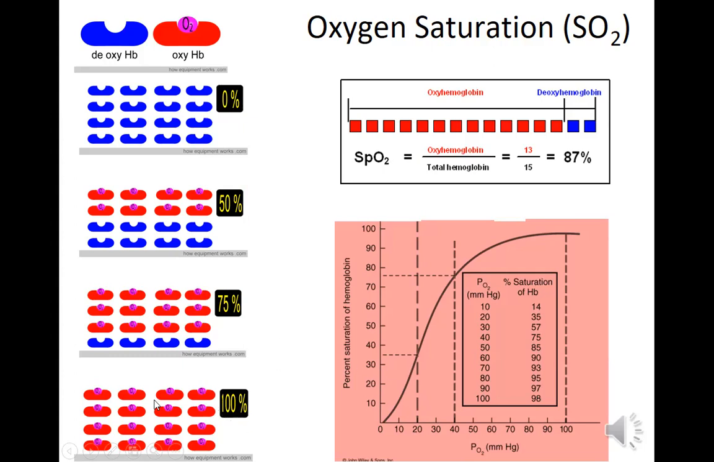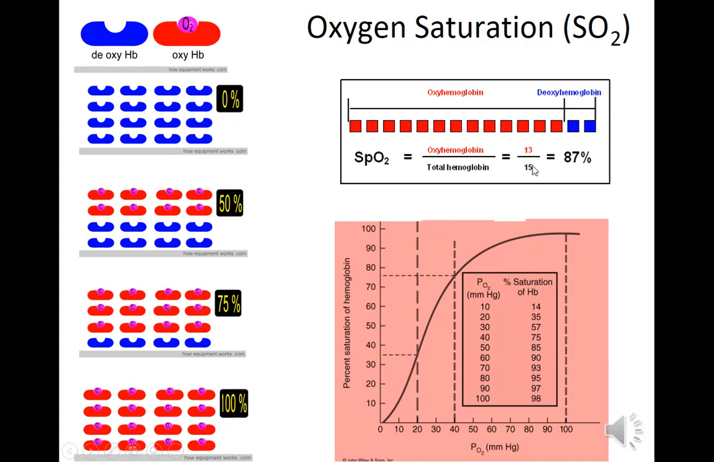So 100% means that all the hemoglobin, these 16, and this is just a sample showing you, this is not the way it is, 16 molecules of hemoglobin, all of them are saturated with oxygen. Every one of them is fully saturated. So basically, the machine is doing this. You're not going to have to do this.